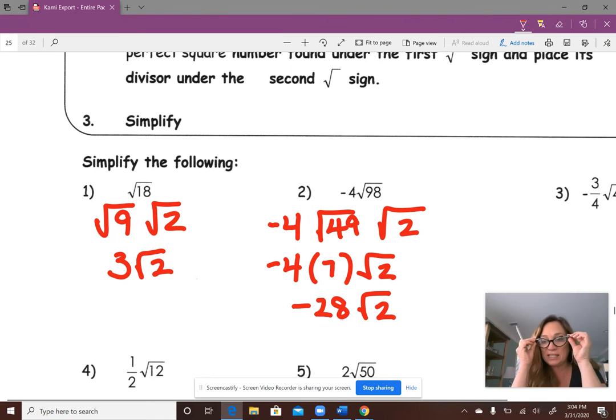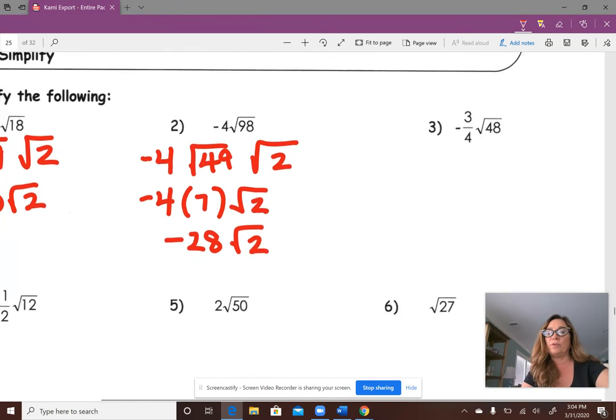And you can check this as you're going through it. You can use your calculator, and what you would be looking for is equivalent decimals. So if I type in the calculate part of my calculator, I don't know what that means, but I think you guys get me by now. If you type in negative 4 radical, or square root, 98, you're going to get a decimal. And then if you type in negative 28 radical 2, you should get the same decimal. And that's how you check for equivalence.